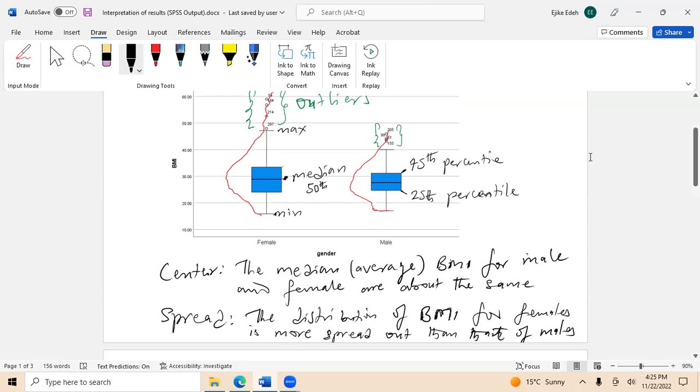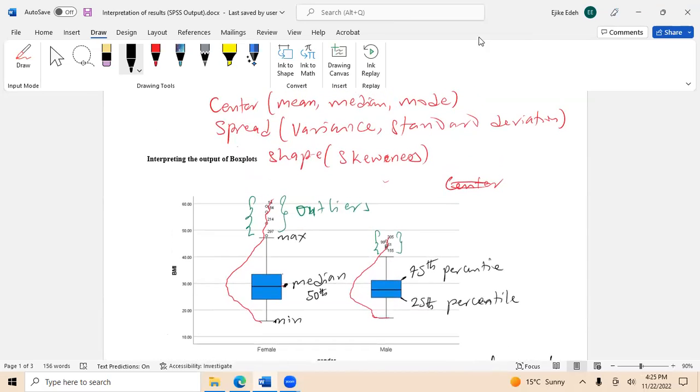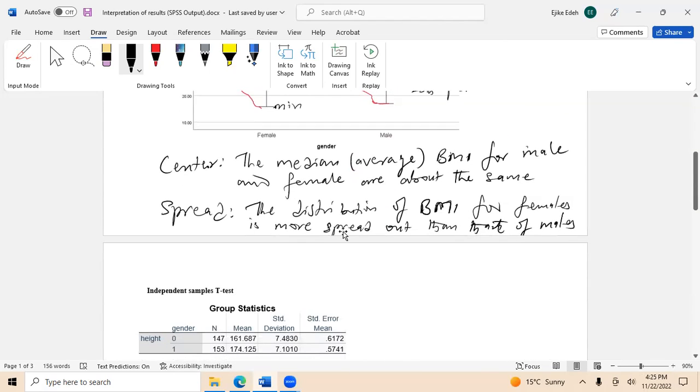Okay, but a more precise language would be to talk about variance. There is a bigger variance. The distribution of BMI for females has greater variance compared to males. So in place of the word spread, you can use variance, which is the more appropriate technical term.